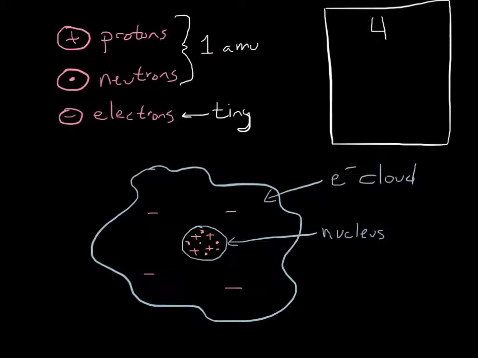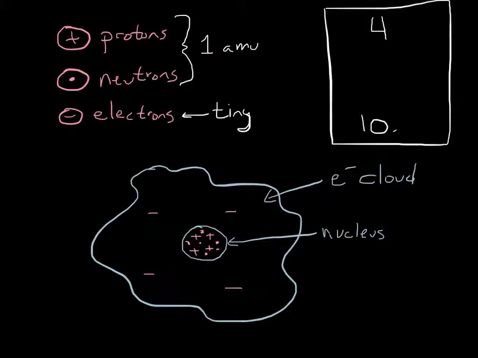The atomic mass tells us how much the atom weighs. So if we look at this guy right here, there's 1, 2, 3, 4 protons, and protons each weigh 1 AMU, so that's 4 AMUs worth of protons. And there's 1, 2, 3, 4, 5, 6 neutrons. So that's 6 AMUs worth of neutrons. So 6 plus 4, that means that this particular element would weigh 10 AMUs.